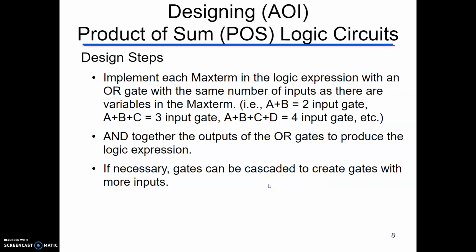So looking at a product of sums logic expression in a circuit, you implement each maxterm in the logic expression with an OR gate and with the same number of inputs as there are variables in the maxterm. For example, A or B equals 2 input gates, ABC, 3 input gates, ABCD is a 4-input gate. And then we can AND together the outputs of the OR gates to produce the logic expression. If necessary, we can cascade the gates just like we did in the previous example.